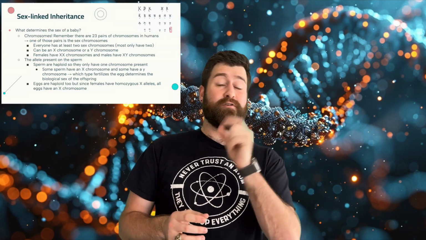Continuing this conversation about sex-linked inheritance, what determines the sex of a baby? If you said chromosomes, you'd be correct. Remember, there are 23 pairs of chromosomes in humans, aka 46 total, and one of those pairs are the sex chromosomes. Now, everyone has at least two sex chromosomes. And I know I said at least, but most people only have two. We will talk a little bit about examples where individuals have more than two in the genetic disorders and mutations episode. As I mentioned before, these sex chromosomes can either be an X or a Y chromosome.